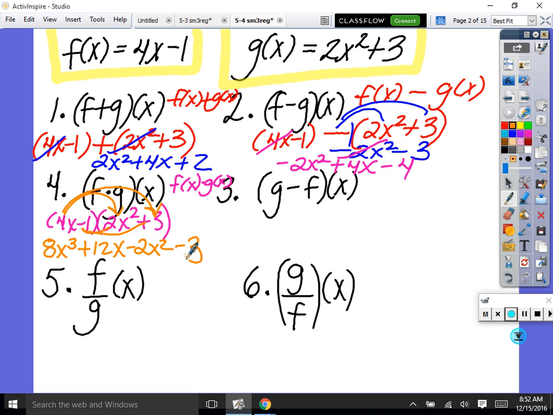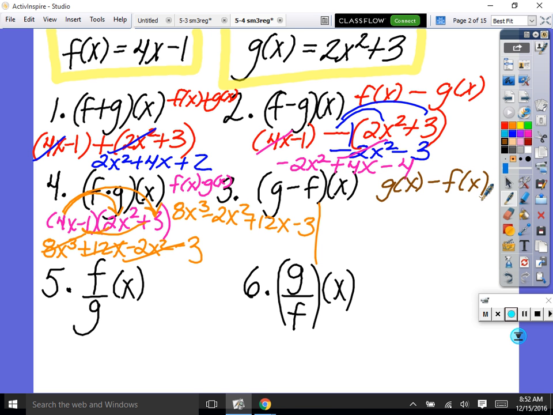Your last step is to put it in standard form and combine like terms. 8x cubed, no other x cubes, minus 2x squared plus 12x minus 3. Okay, moving on. Now notice, in number 3, it's g minus f of x. So really, this means f of x subtracted from g of x. That is not the same as f minus g. Does everybody see? G minus f. So let's put it in parentheses. This, 2x squared plus 3, we're subtracting f of x, which is 4x minus 1.